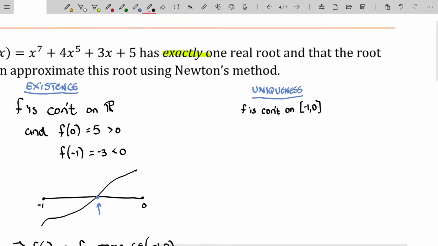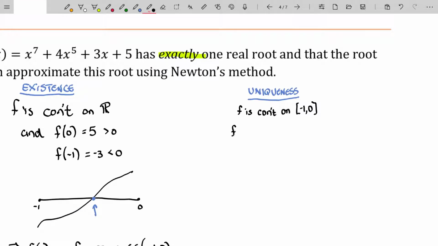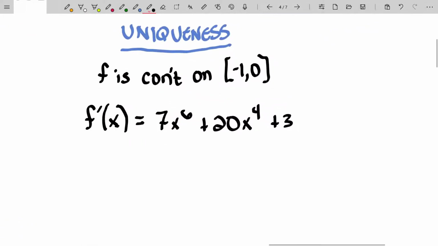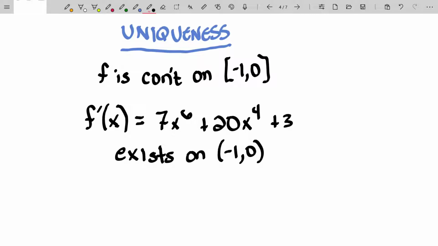And the derivative of the function f, I have to compute that anyway, so I might as well just do it right here. The derivative of the function is 7x to the 6th plus 20x to the 4th plus 3. That's a polynomial, and polynomials exist for all real numbers, so therefore this derivative exists on the open interval -1 to 0. Those two statements right there, 1 and 2, imply that I can use the mean value theorem.